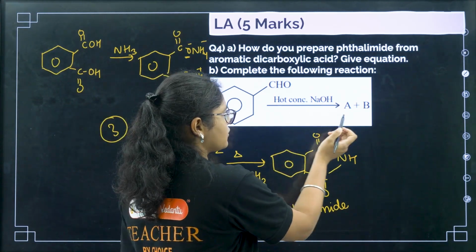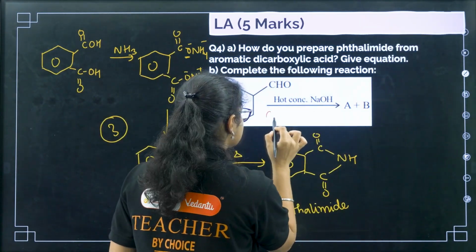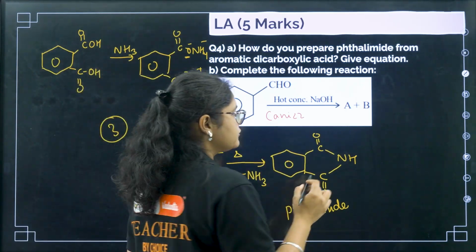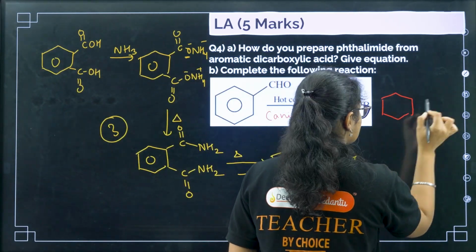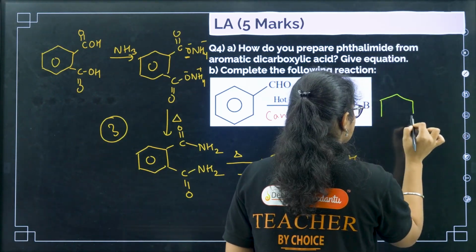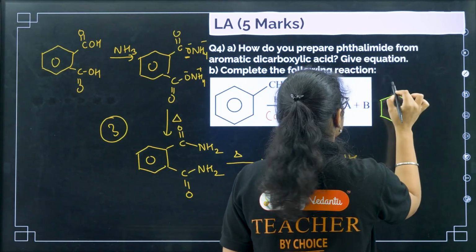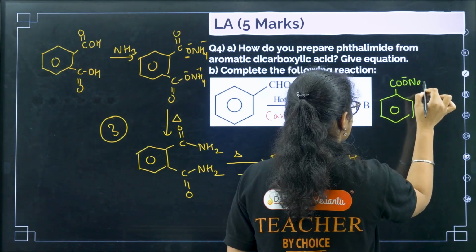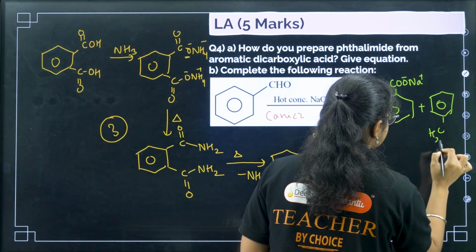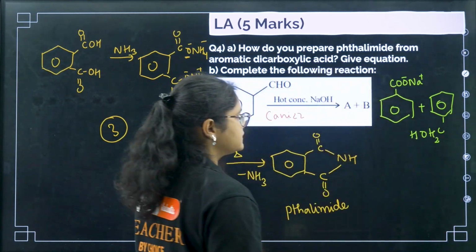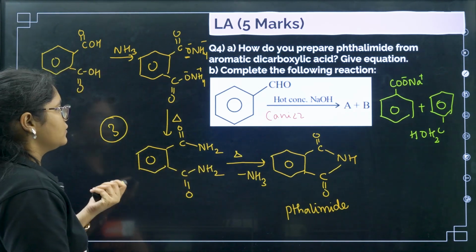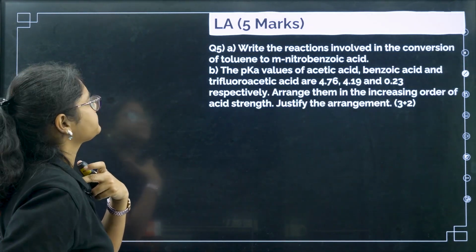So definitely this is hot concentrated alkali. What is this name reaction? Cannizzaro reaction, right? So one will be the oxidized product, one will be the reduced product. So what will I get here? Products will be one where I will have COO minus Na plus and the other product will be CH2OH. Oxidized and reduced product, A and B, anything you can give. Clear? Now let us move towards the next question.